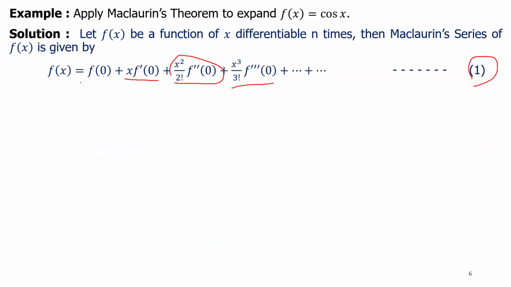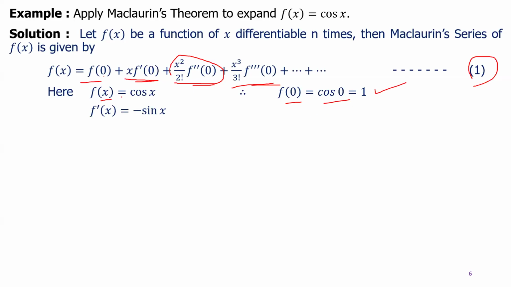Now our aim is to find out all these values: f of 0, f dash of 0, f double dash of 0, f triple dash of 0 and so on. Here, what is the value of f of x? F of x is nothing but cos x. So if we put x equal to 0, f of 0 is cos 0, which is 1.